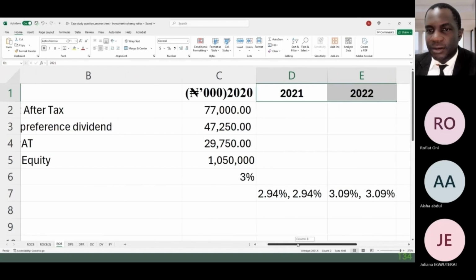Okay, so we're waiting for Rufi now. Julia and Aisha have the same figures. So let's see if Rufi has a different figure.